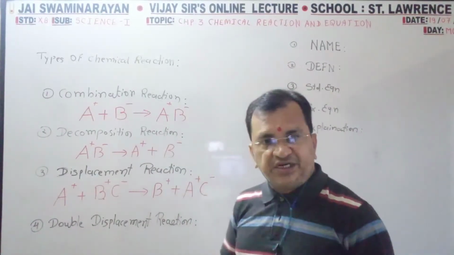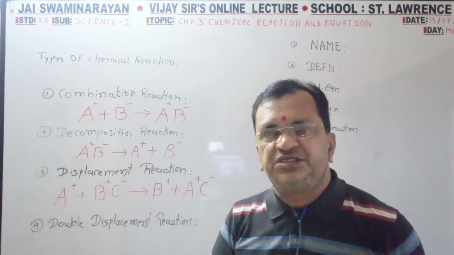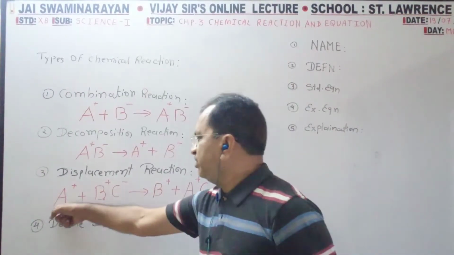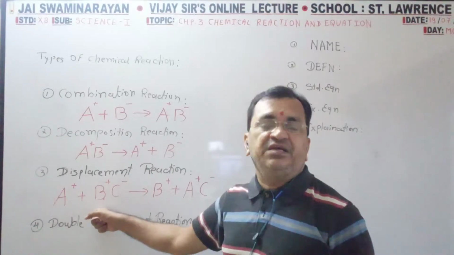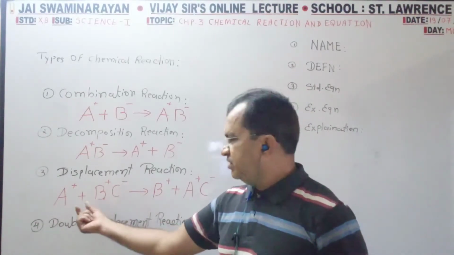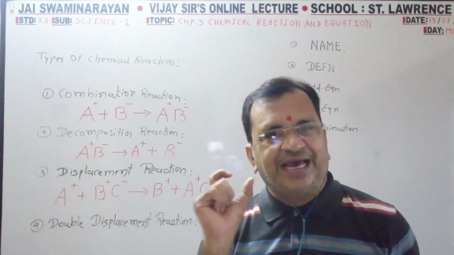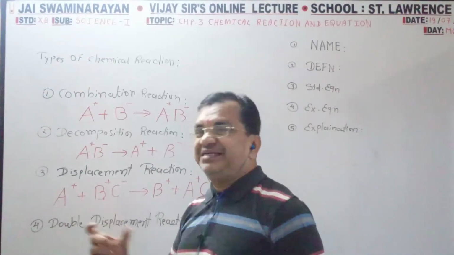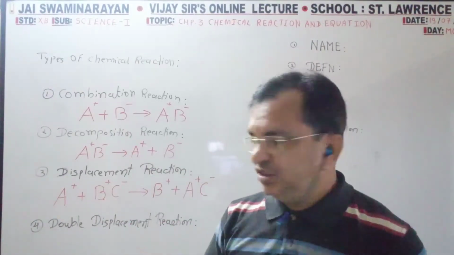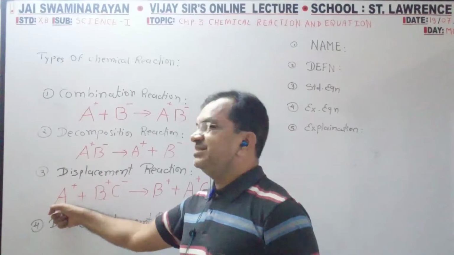But the condition is what? The condition is A should be more reactive than B. This is a metal, one element. This is a metallic compound. In this one metal is there, in this one metal is there.